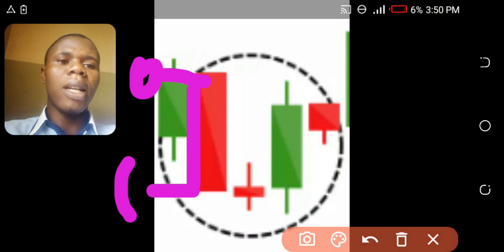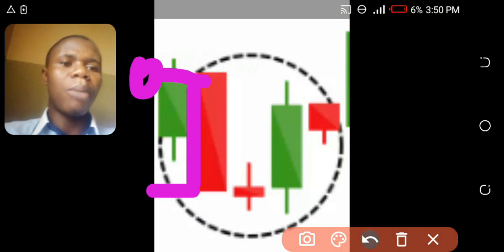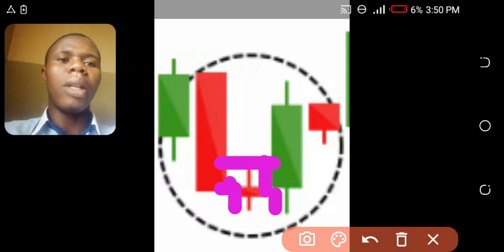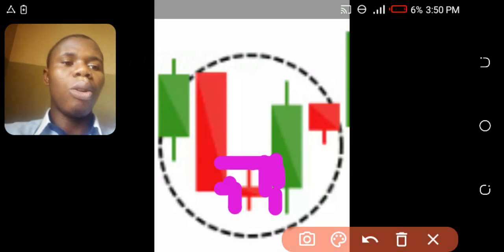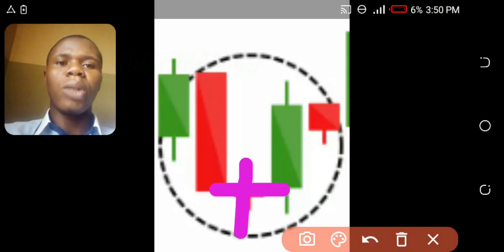Now what do we see here? We see a small candle here, like a cross. Let me show you what happened here. When price opened, it opened here. Sellers pushed price to the downside, and all of a sudden bullish pressure stepped in and pushed it back to the open here. They closed it here. It came back, and between the sellers and buyers there was indecision. It was a tie, let me put it like that. So it was indecision.